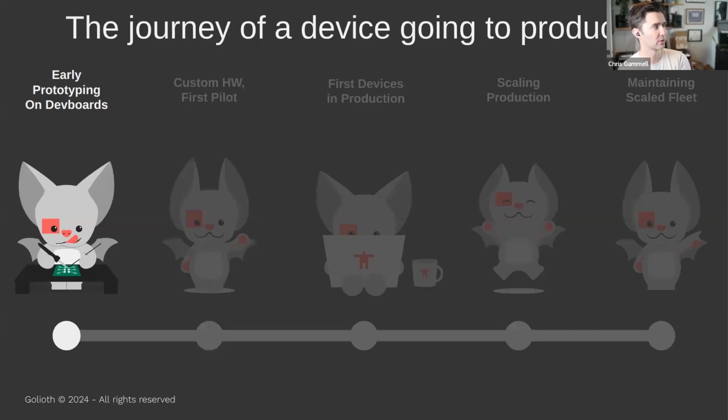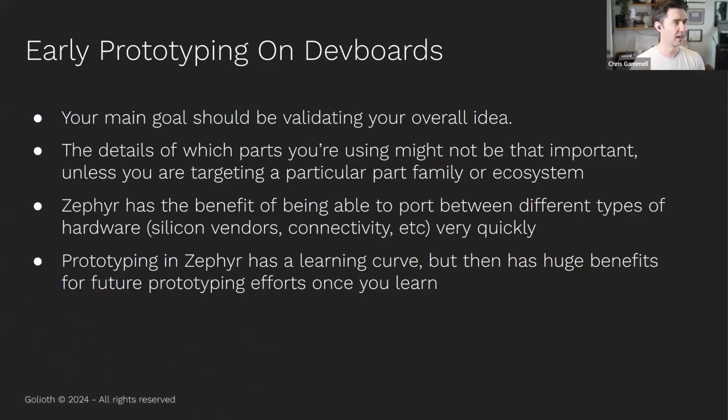Okay, let's talk about the early prototyping on dev boards section. Also, my favorite animation of Echo, soldering with the tongue out. Very, very key. So the whole idea here is that you're validating your overall idea, right? You want to make sure that the thing that you're eventually building, you're probably building it for some kind of business use case.